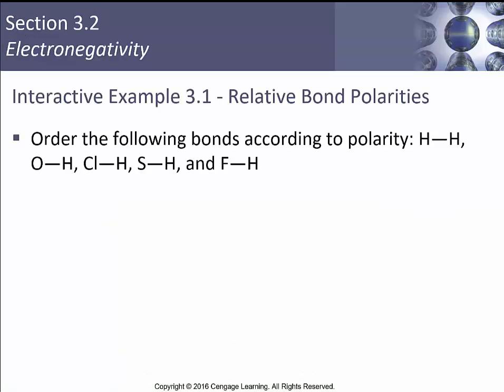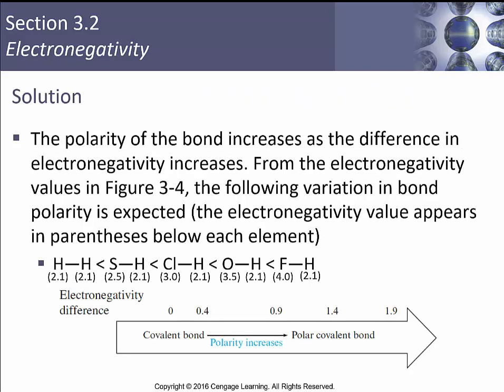Right? So we can order the following bonds in order of polarity: HH, OH, ClH, SH, and FH. Right? We need to do that. We're going to look at the electronegativity differences between them. The polarity of the bond increases as the difference in electronegativity increases. From the electronegativity values on our chart, we're going to look at the bond polarity that we're going to expect. So an HH bond is 2.1 to 2.1. Our electronegativity difference is 0.